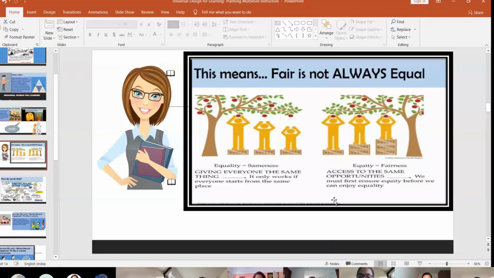Exactly. So I do respect and agree with each one's thought. Giving everyone the same thing only works if everyone starts from the same place. First, we need to understand the level of learning of a child and how much more he needs to come up to that level. If one child is not that good in concepts and another already knows the concepts, we cannot give the same assignment. So first we need to make their levels equal.